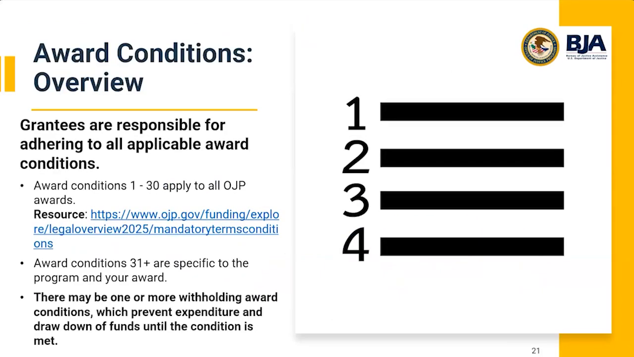As previously noted, grantees are responsible for adhering to all applicable award conditions. Conditions 1 through 32 apply to all OJP awards, while conditions after that are specific to this program and your award. Please note that there may be one or more withholding award conditions which prevent expenditure and drawdown of funds until the conditions are met. Next slide, please.